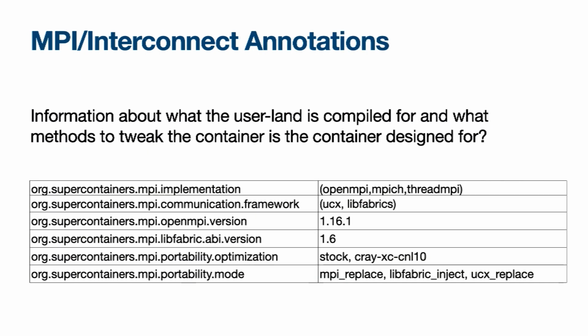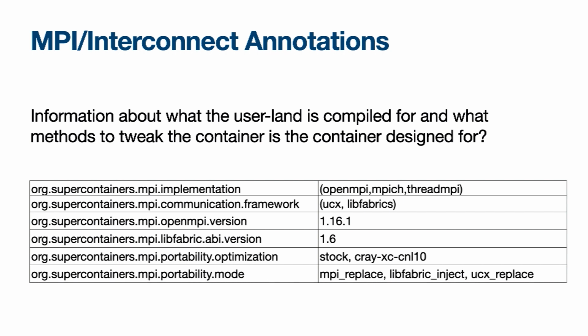Another one that's very important for us, of course, is MPI and interconnect annotations. With those annotations, we can inspect from the outside which MPI is used, OpenMPI, MPICH, or Thread MPI, what communication framework is used, what version of MPI, and what libfabric ABI is used. And the lowest one, I think, is also very important, and Alberto will talk about this on Wednesday, I think: what portability mode is expected by the container.